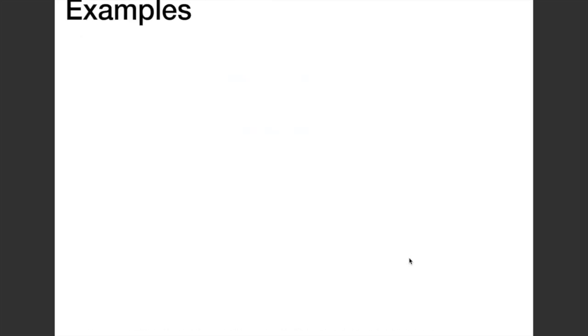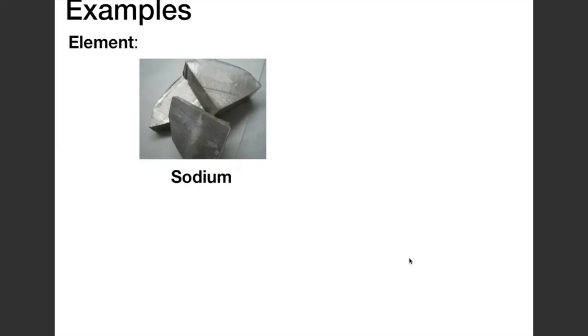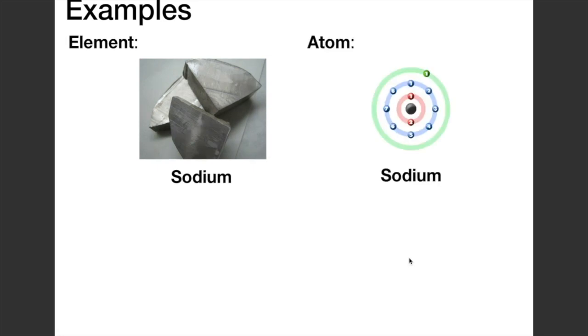So as an example, we can look at sodium. Sodium is an element. It's a highly reactive metal. If you have sodium, you can't break it down any further by doing some chemical reaction to it. You have to use a high power technique that's non-chemical. The sodium atom is the smallest unit of elemental sodium.